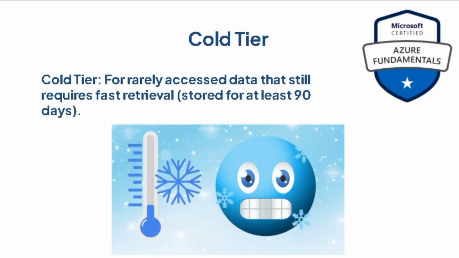We also have the cold tier, and this is going to be used for early access data that still requires fast retrieval. Usually we're going to be storing data for at least 90 days. So remember the days for your AZ-900. So this will be data that will be stored for at least 90 days.